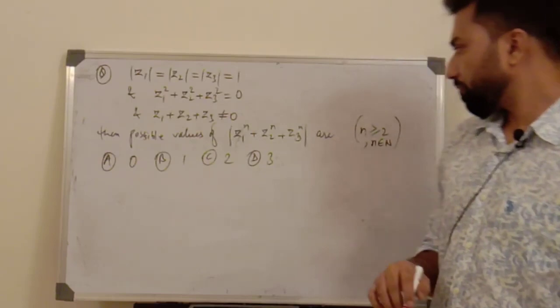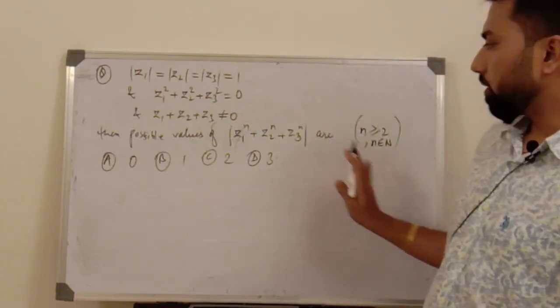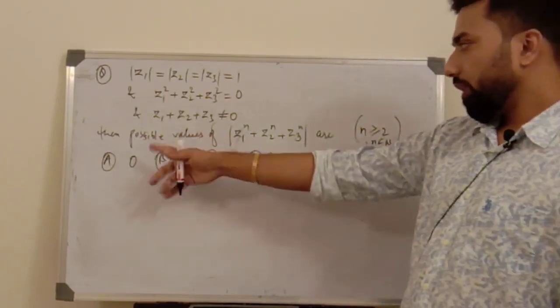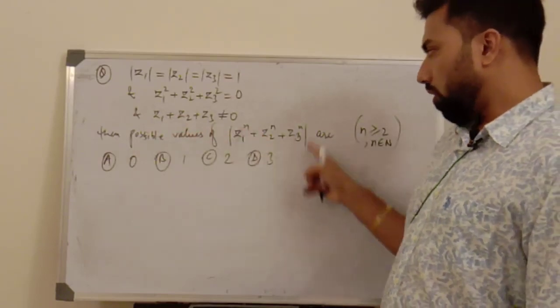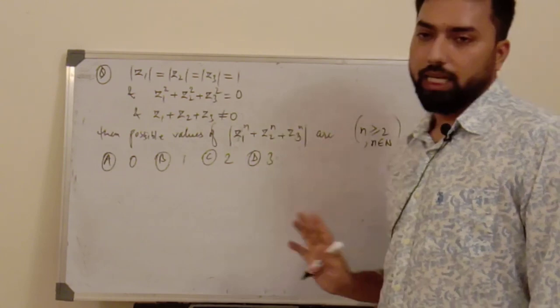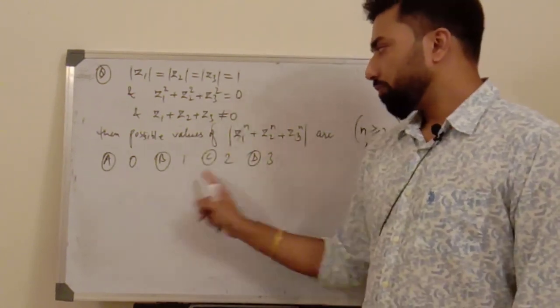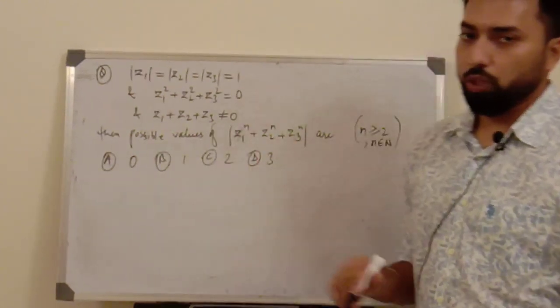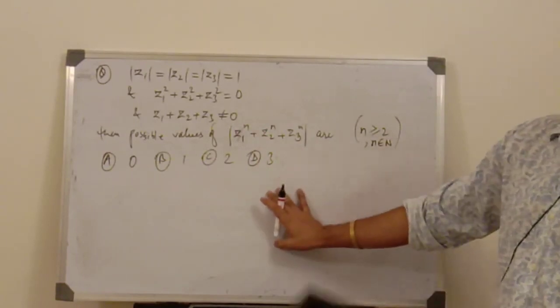Okay, the statement is given, and what we have to find, क्या find करना है हमें? Possible values of modulus of z1 raised to the power n, z2 raised to the power n plus z3 raised to the power n. Okay, this is the question. ये option है, multiple choice problem है. Okay, so question, I hope कि question आपको clear है.